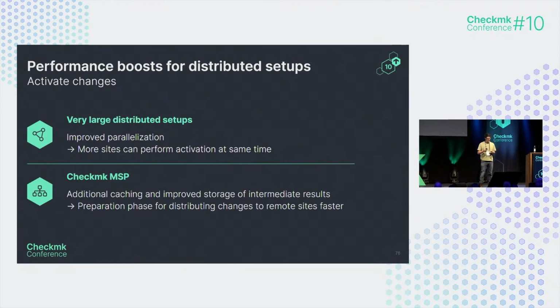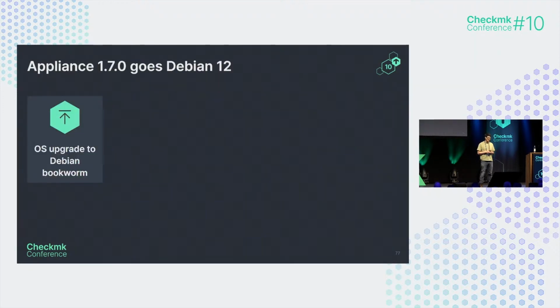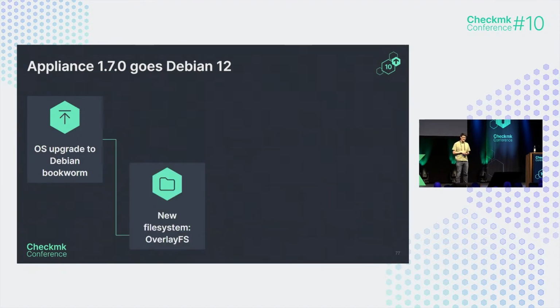Besides that, we also have another platform: the appliance. And the appliance finally went to Debian 12. It was actually not a simple thing to do. It cost us quite some time. As part of that, we had to migrate to a new file system, overlay FS, and that was, I think, the largest effort as part of that.